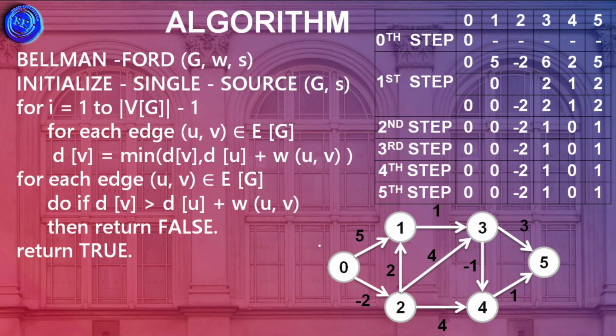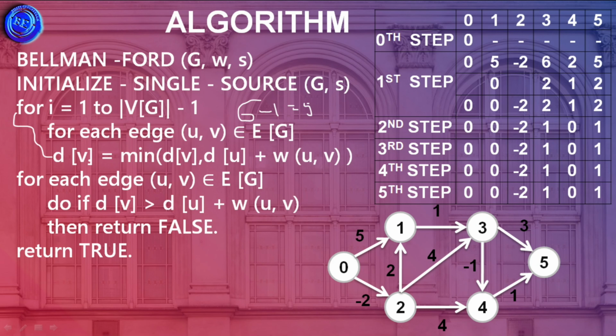For i equals 1 to V of G minus 1. So V of G represents the number of vertices. So the number of vertices is equal to 6, minus 1, that equals 5. So in this step we are going to relax the values. So this relaxation is repeated up to 5 times. So in this relaxation step we are going to update d of v.